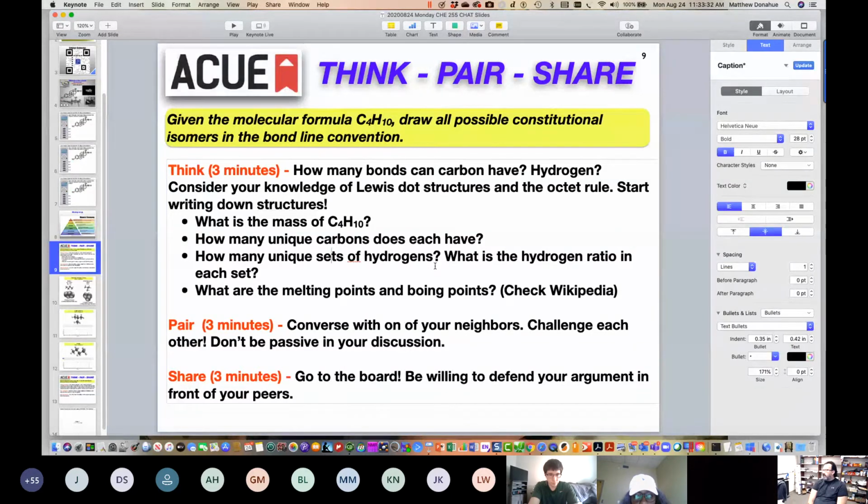So Elizabeth is asking, how many bonds can hydrogen have? So does anyone want to help out in the chat? So one. Hydrogen can only have one bond. So if you propose a structure that has two bonds to hydrogen, using metacognition, you should recognize that structure is incorrect.